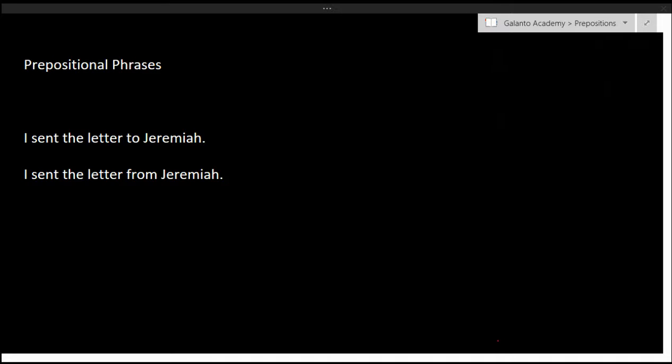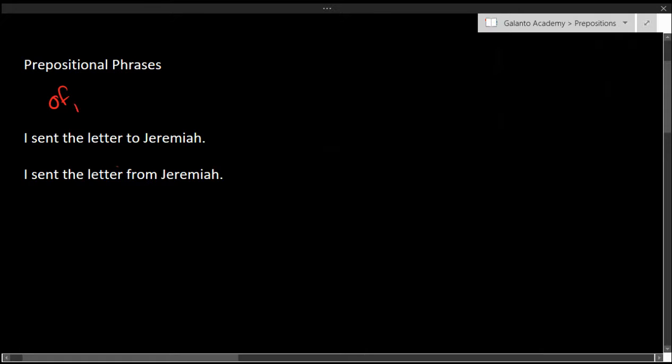So, prepositional phrases are phrases that include a preposition. And the goal of a preposition, or rather, what a preposition does, is it conveys a sense of time or space between two objects. So, examples of prepositions are words like from, of, to, in, out, above, below. You get the idea.